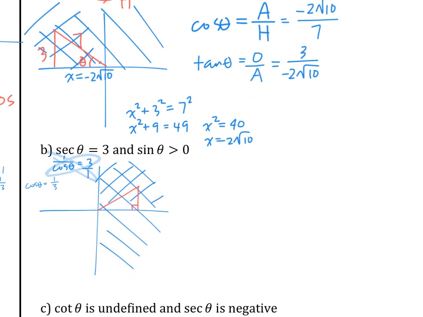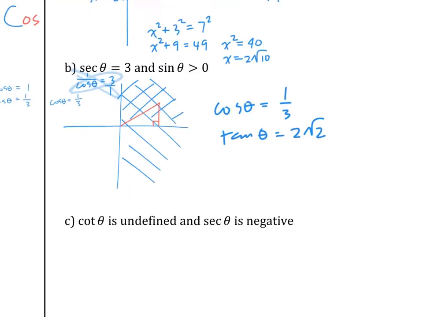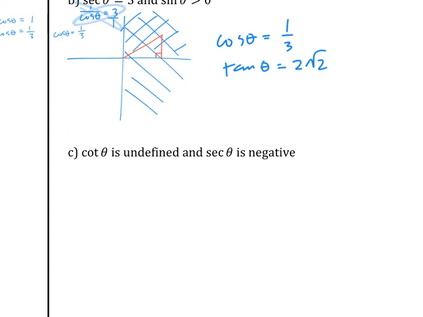All right, for B, I think all of you got it right. Cosine is 1/3 and tangent is 2√2. The last one, cotangent is undefined. Secant is negative.